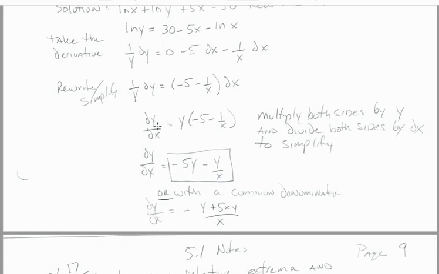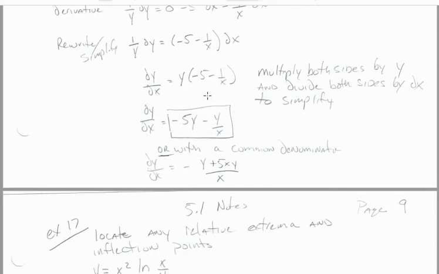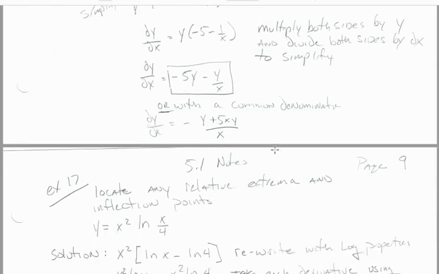So when I do that, I have dy/dx equals y times the quantity of negative 5 minus 1 over x. And then you can do some different algebra manipulation. We can distribute the y through, and then we can multiply the left part of that term by x over x so it has a common denominator. So when you're doing your homework, you might need to do a little bit of algebra to get to the right answer.